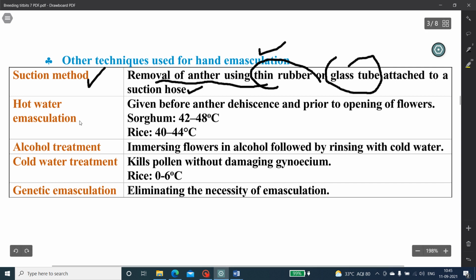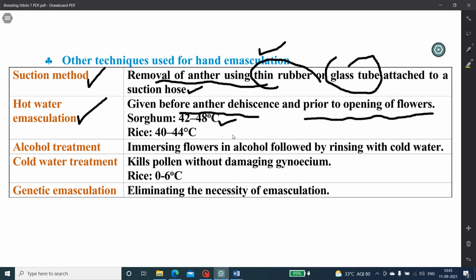And the next technique, hot water emasculation, is given before the anther descends as well as prior to the opening of the flower. In the case of sorghum, it has to be exposed to 42 to 48 degrees Celsius to make the pollen grain sterile, and in rice the optimum temperature is 40 to 44 degrees Celsius.